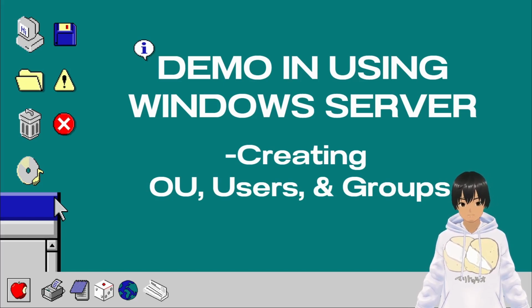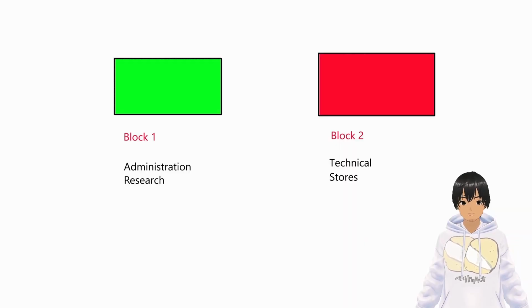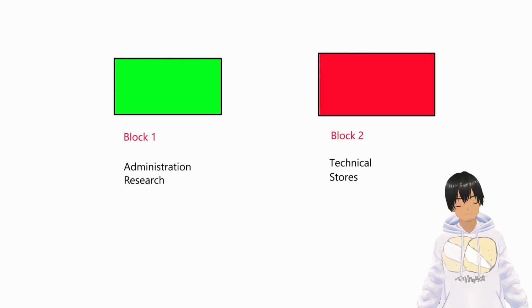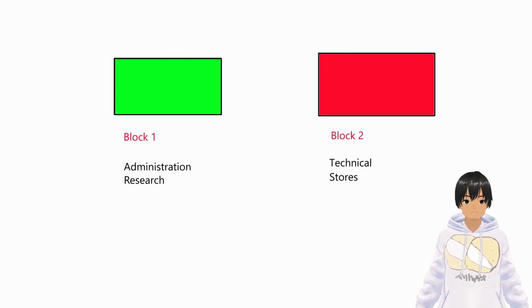And now, let us move on to the demo in using Windows Server: creating organizational units, users, and groups. So as we can see here, there is a Block 1 and a Block 2. These are your organizational units.